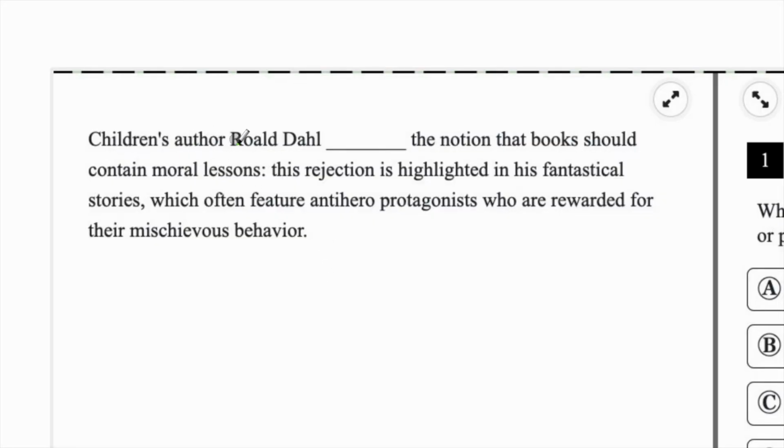So children's author Roald Dahl does something regarding the notion that books should contain moral lessons. He rejects it. So the word "this" is often a very, very helpful clue on this kind of question, because it's pointing and saying that's the word that needs to go there. I mean, yes, we're changing it from the noun form to the verb form, but basically we need something that more or less means rejects.